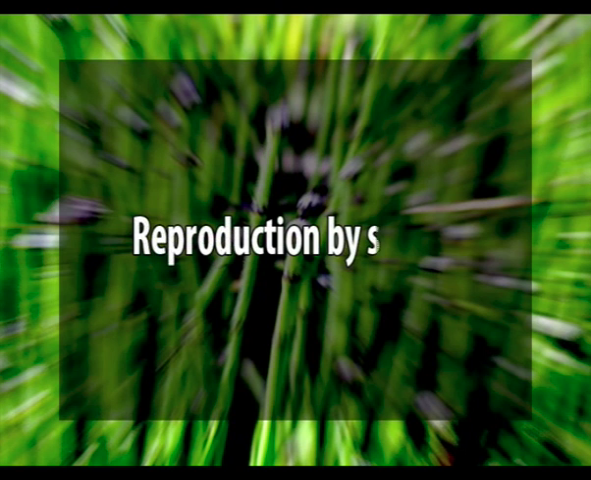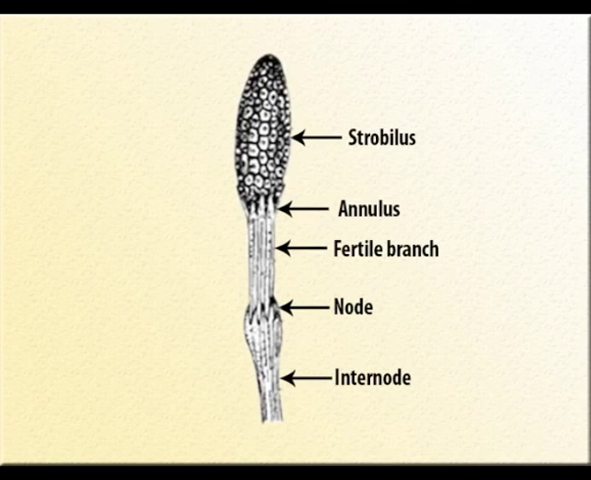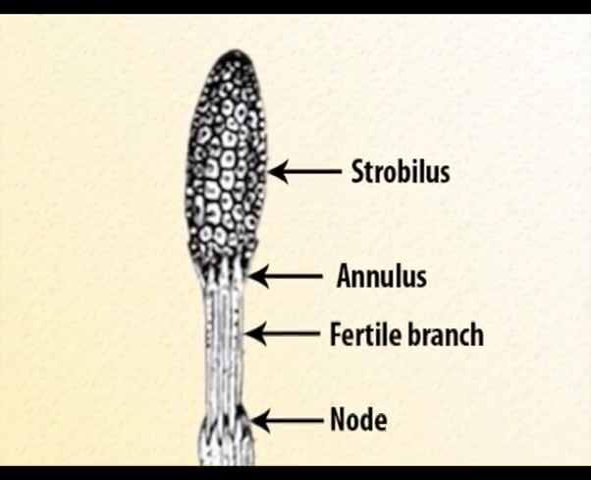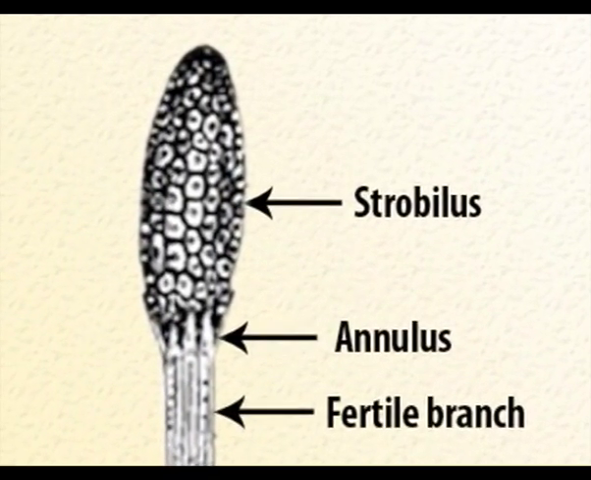Reproduction by spores is also called spore formation. Equisetum is a homosporous pteridophyte, which means that all the spores produced are alike. The spores develop within sporangia borne on sporangiophores. The sporangiophores are aggregated into a compact cone or strobilus.